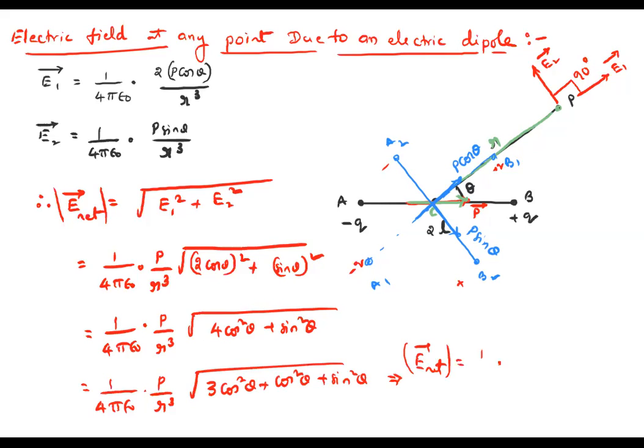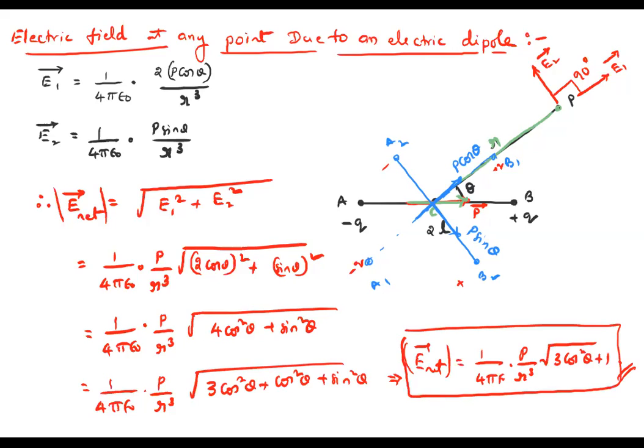That's why 1 by 4 pi epsilon naught into P by R cube into root of 3 cos square theta plus 1. This is the expression for net electric field intensity at any point. From this one, we can calculate the equatorial and axial line also. Here we can say for the axial line, what is the value of theta? 0 degrees. That's why we will get 2p by r cube.